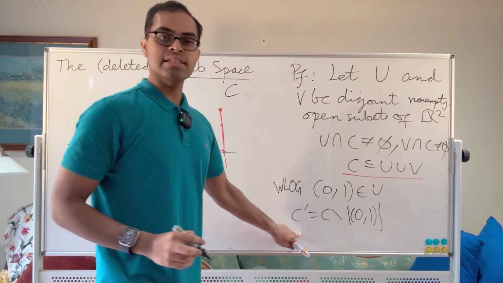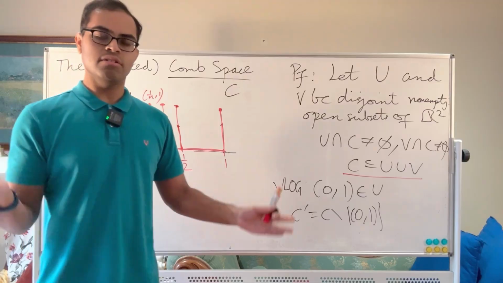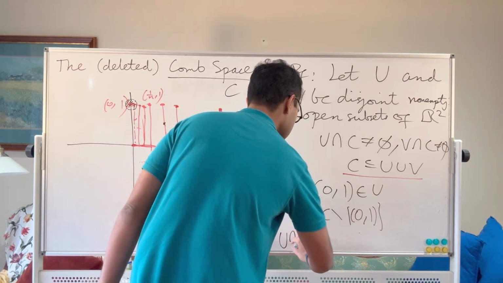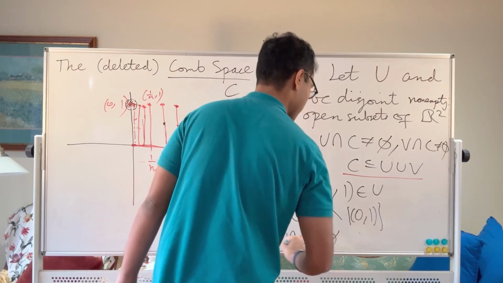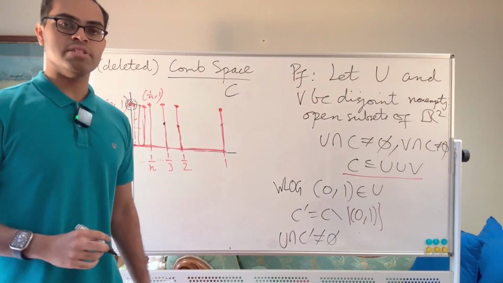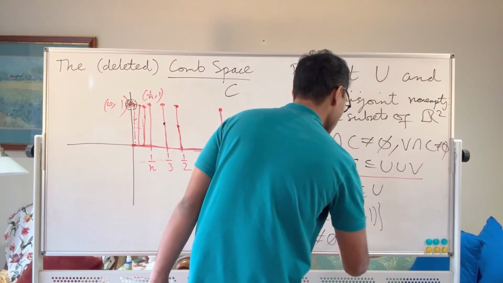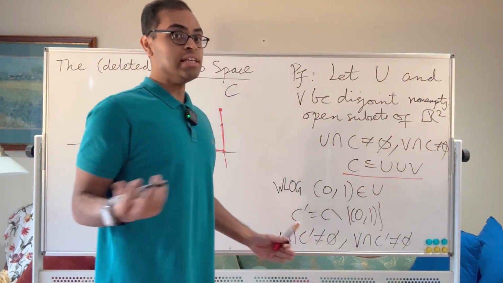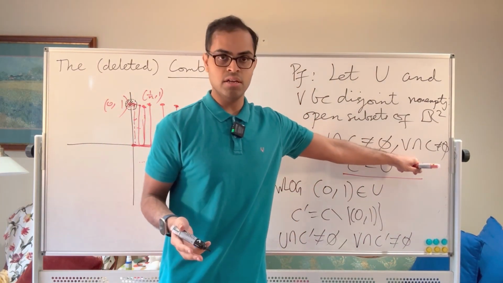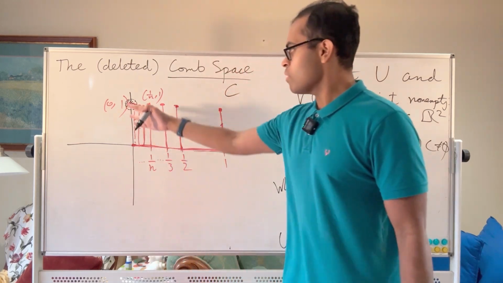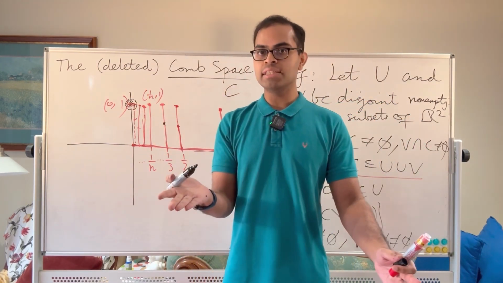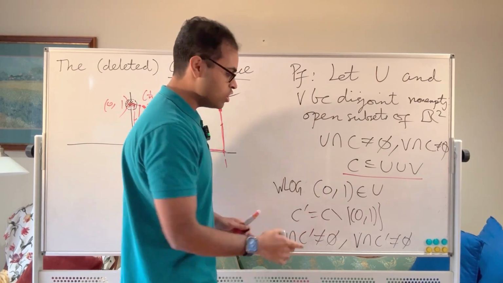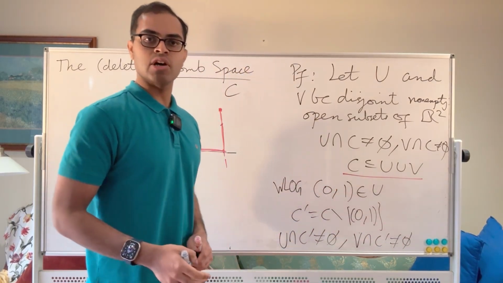We've agreed that C prime is connected, that's the intuitive statement. But now we know that U intersection C prime is also non-empty. We also, of course, know that V intersection C prime is non-empty too, because V intersection C is non-empty, and V did not contain (0, 1). So whatever points in C it contained were outside of (0, 1), and therefore in C prime. So V intersection C prime is non-empty.